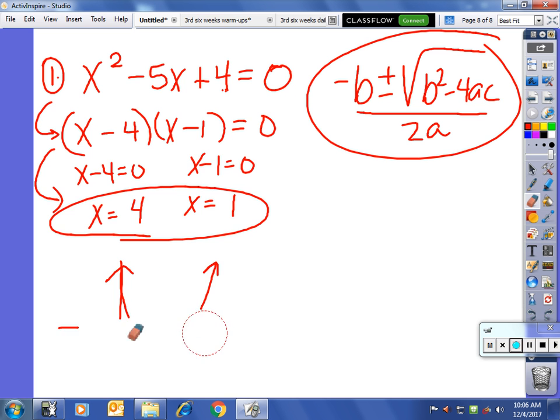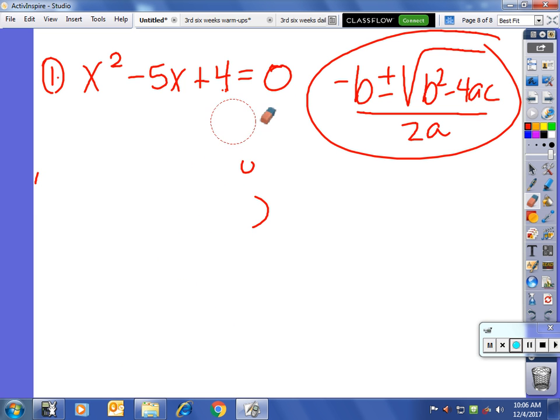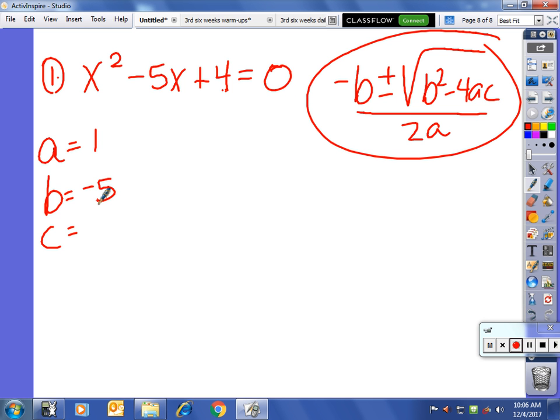Okay, so let's start. First step is to make sure your equation's in standard form so you can correctly identify what A, B, and C are. So then we can plug them in and work it out. A is always the number in front of x squared. What's the number in front of x squared here? 1, an invisible 1. B is always the number in front of x. What's B? C is always the constant at the end with no variable. What's C?